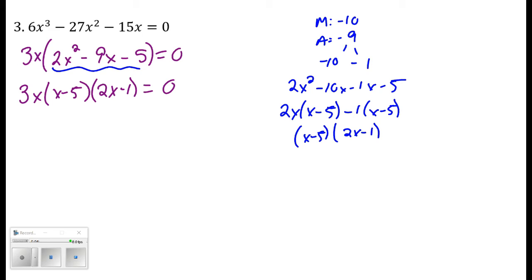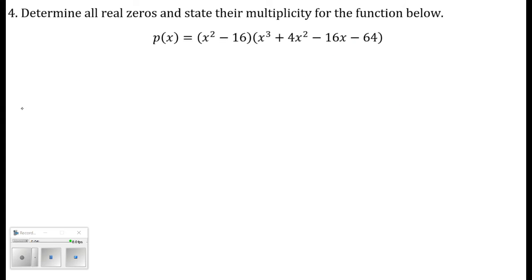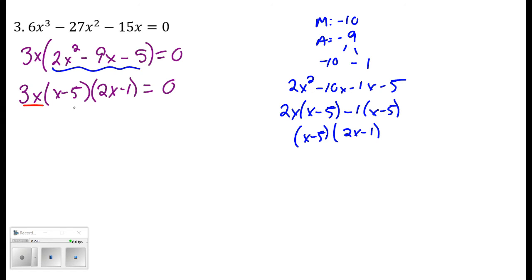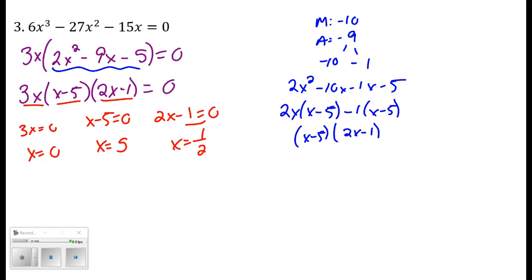Now that it's in factored form, we can apply the zero product property. 3x equals 0, x minus 5 is 0, or 2x minus 1 equals 0. Well, 3x equals 0 means x equals 0. We get x equals 5. Add the 1, divide by 2, and we get x equals 1/2. If you need to go through and do the steps for the 2x minus 1, that's perfectly fine.